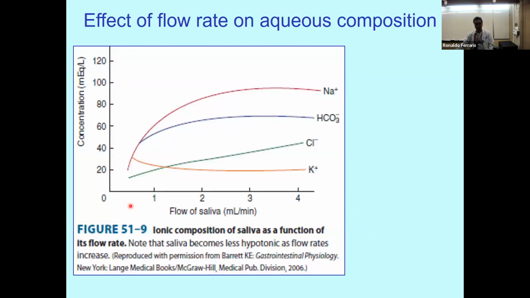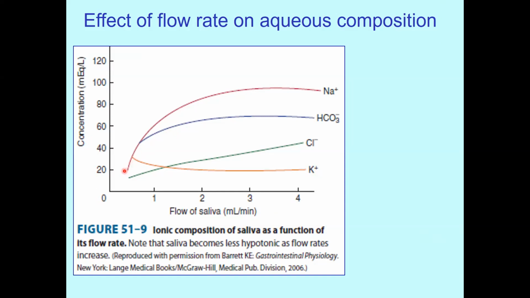So the x-axis in this graph is the rate of flow of saliva. So this depends on your salivation. Okay, so if you are eating, for example, you will be in this part of the graph. If you are actually sleeping, you will be in this part of the graph. So the x-axis is flow of saliva, and the y-axis is the concentration of ions in saliva.